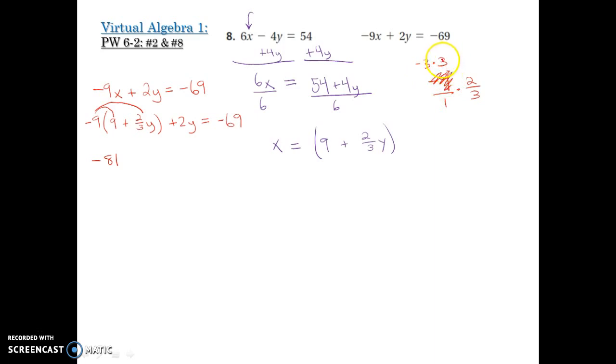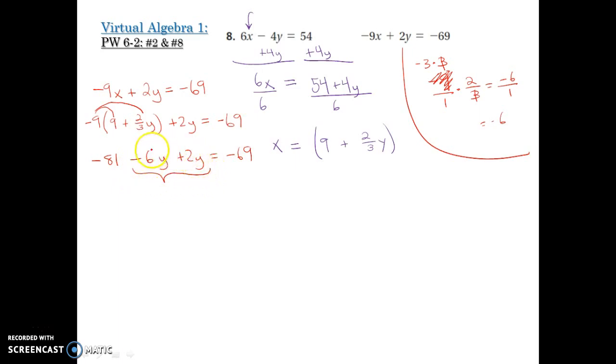What happens? 3 divided by 3 is 1, so these divide out. And what am I left with? On the top, I got negative 3 times 2 is negative 6. And on the bottom, 1 times 1 is 1. And negative 6 divided by 1 is negative 6. So when I do the negative 9 times 2/3, I get negative 6. And it was 2/3 y, so that's negative 6y. And then plus 2y equals negative 69.